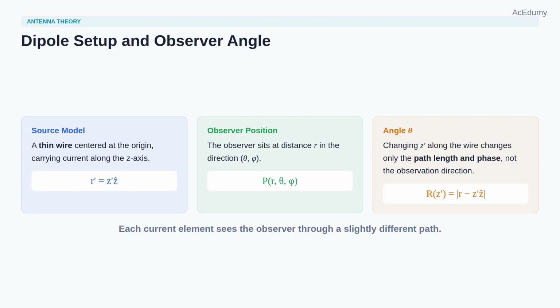Place a thin dipole on the z-axis and keep the observer at spherical direction r, theta, phi. Each current element at position z' contributes to the observer through a slightly different path length, so the dipole is still bounded, but it is not collapsed. The real question is how to keep the geometry readable without carrying the exact path law everywhere. That is exactly where the far-field approximation enters.